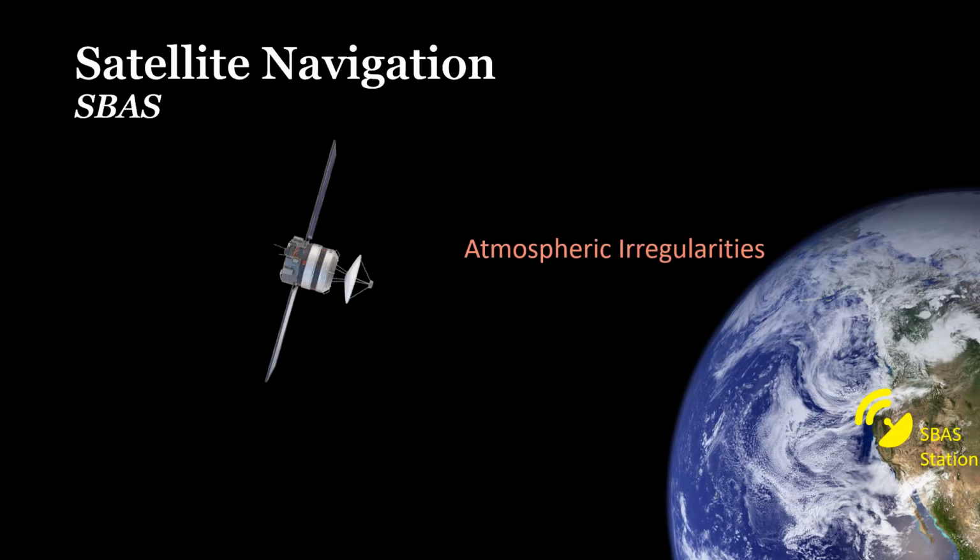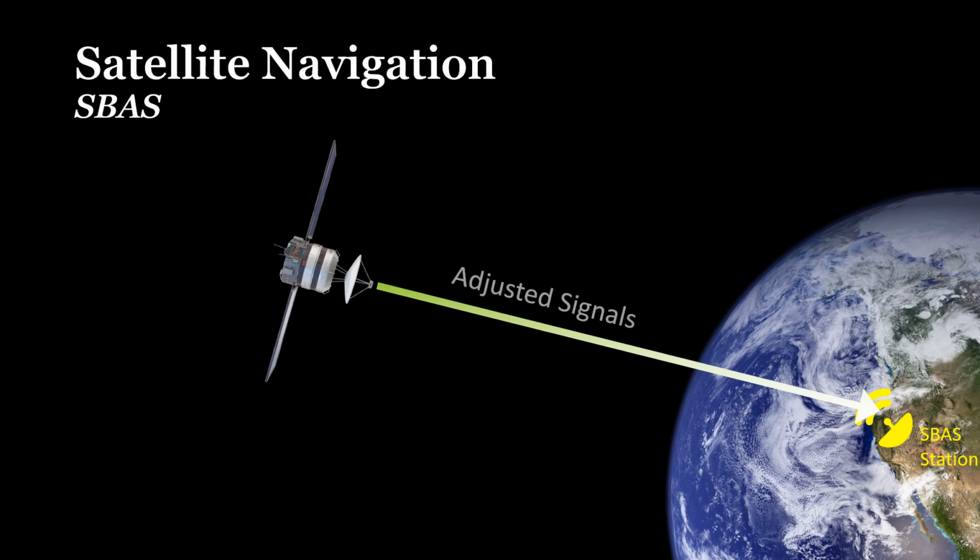In SBAS, specialized ground stations receive the distorted satellite signals and calculate the precision error. This error correction information is then communicated back to the satellite, which adjusts its signals based on the received information. With SBAS, an accuracy of 3 meters can be attained.